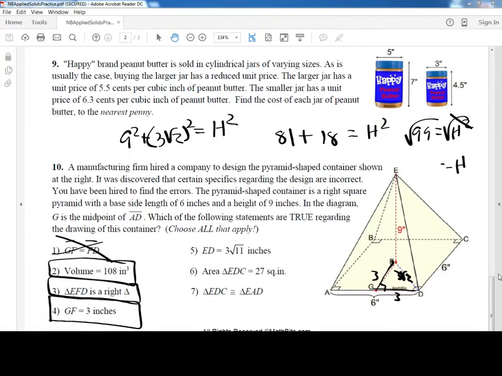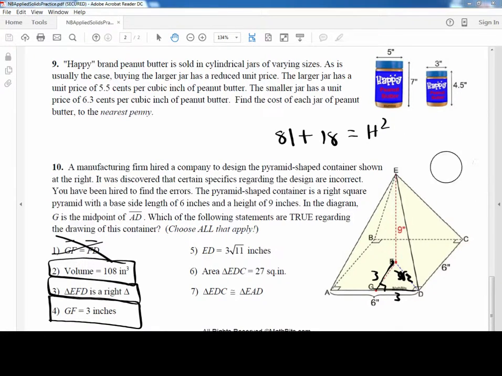And then to find that, we can just use our upside down cake. You guys ever use upside down cake? Or inverted division? Here, let me do it over here, just because this has more space. So 99, I could divide by 3. I'm going to get 33. Divide by 3, I get 11. So this should be 3 square root of 11.